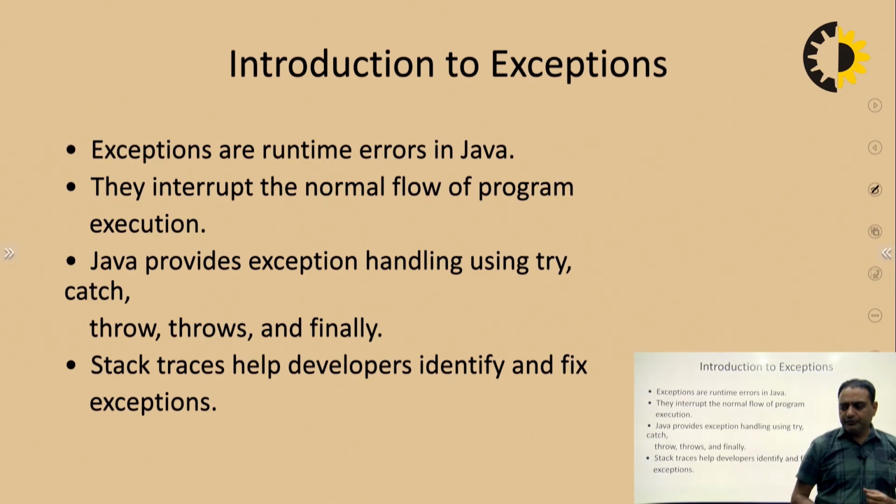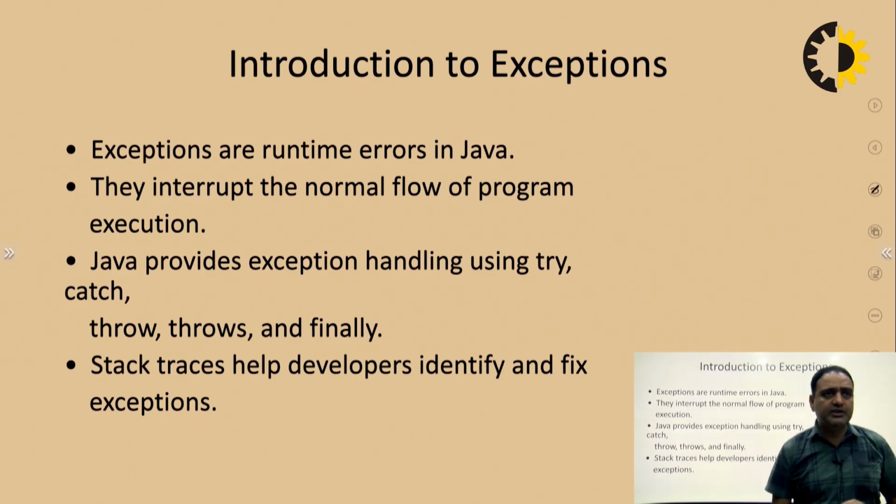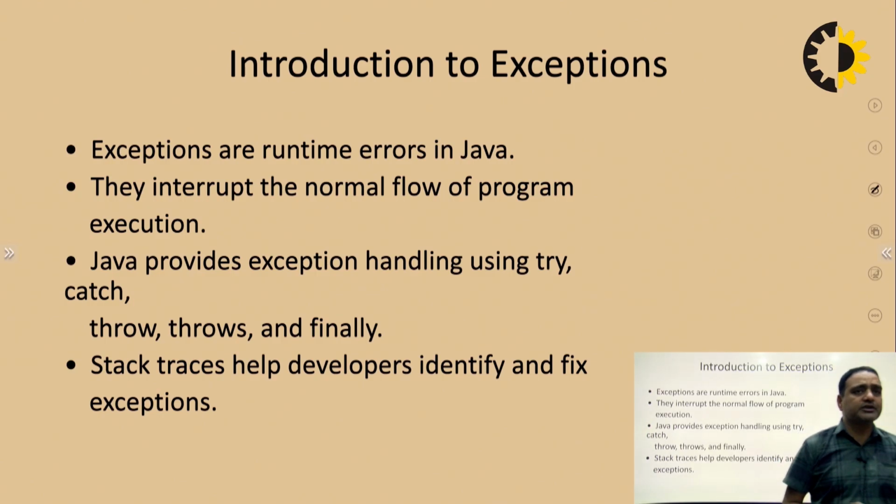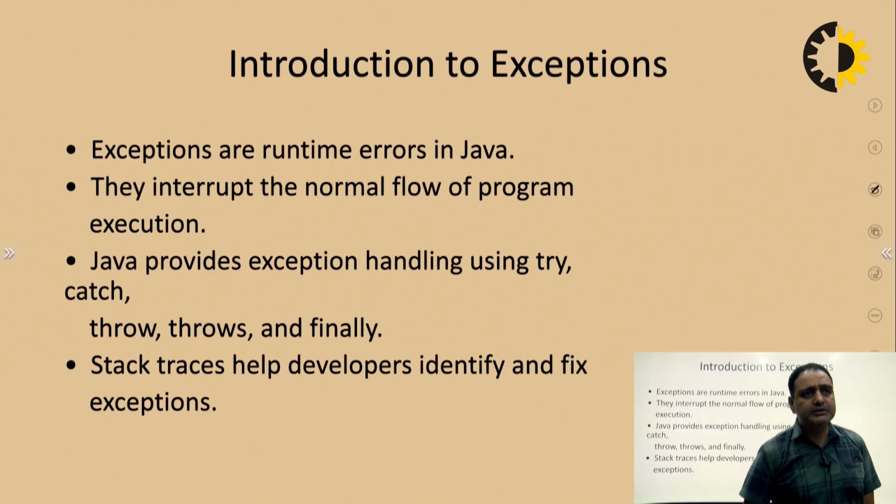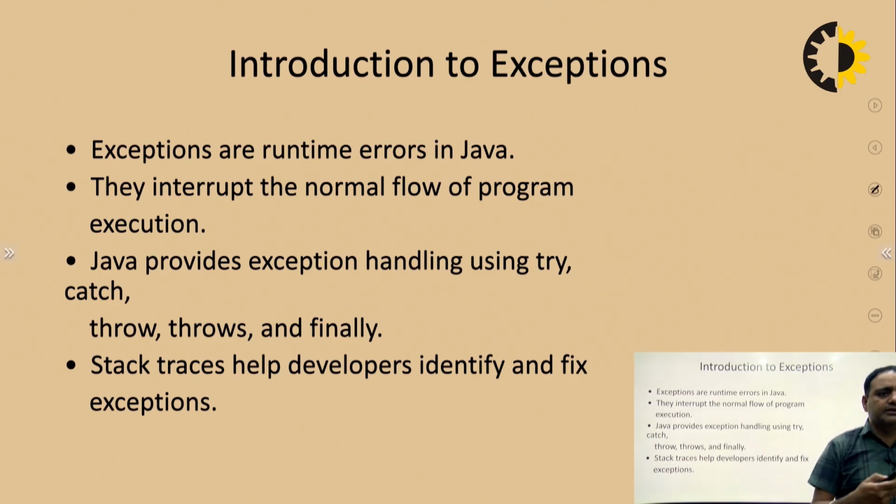There are two types of exceptions in Java, checked and unchecked exceptions. Checked means all the exceptions which you can find at compile time, and unchecked means all the errors you can find at runtime. So exceptions are runtime errors in Java. They interrupt the normal flow of the program execution. Java provides exception handling using try, catch, throws, finally. There are different keywords through which we can handle the exceptions in Java.